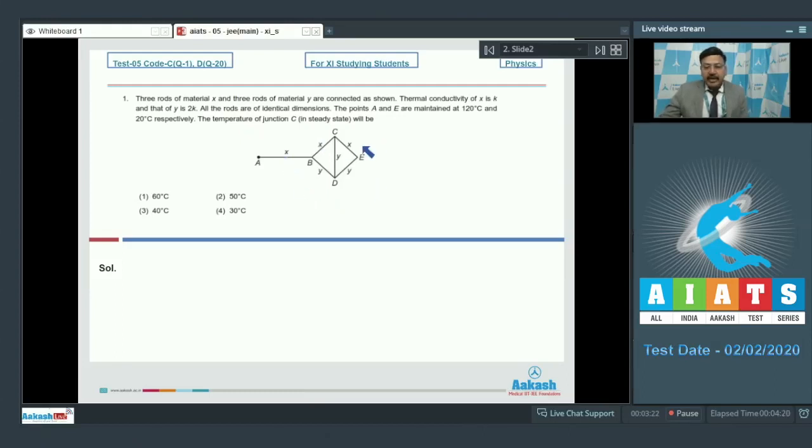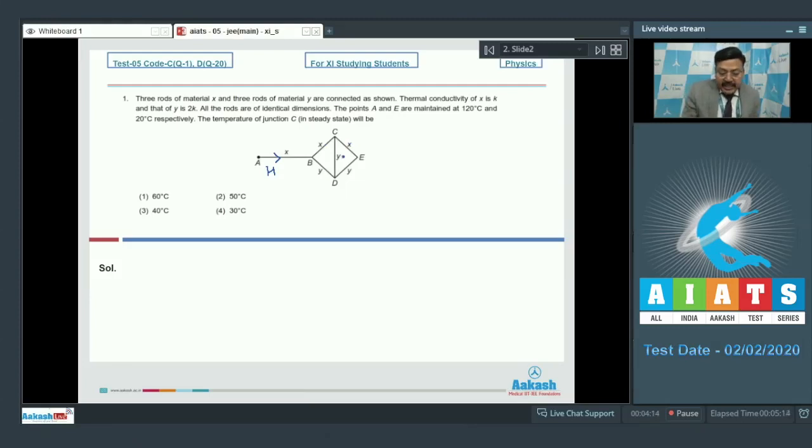There are 3 rods of X and 3 rods of Y, and we have also been given the temperatures at A and E, which are 120 degrees C and 20 degrees C respectively. Then we are supposed to find the temperature at junction C in steady state. Well, it's very obvious that the question is from the topic heat transfer by conduction, and let's start solving it now. Since A is at higher temperature compared to E, we can consider that heat current H is flowing in this direction. Now, a very important point here is this arrangement of the 5 rods.